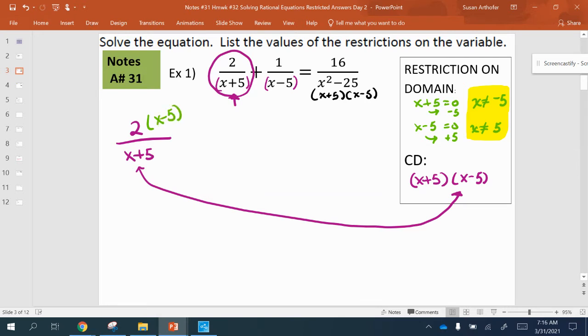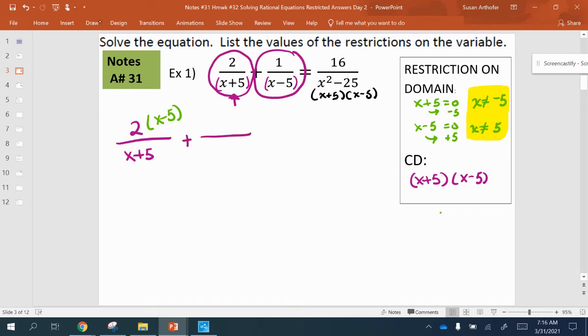And we did this before when we added and subtracted with unlike denominators. So now I'm going to take the next one. I'm going to put that plus sign there. And I have 1 over x minus 5.